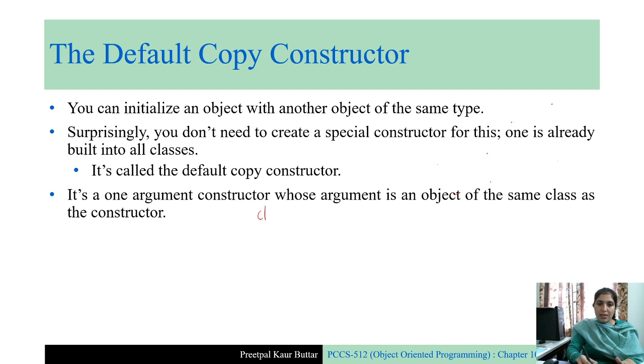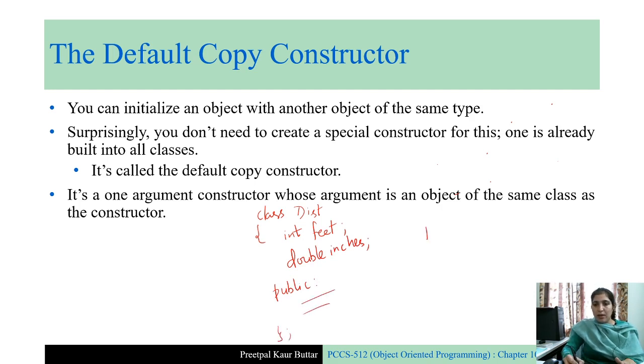Taking the same example, suppose this is class Distance. It has two data members, int feet and double inches. Although you do not create your own copy constructor, this is already there. So how does it look? Because this is a constructor, it will have the same name as the name of the class, and it is a one argument constructor. What is the argument passed here? The object of the same class as the constructor. So this object is passed.